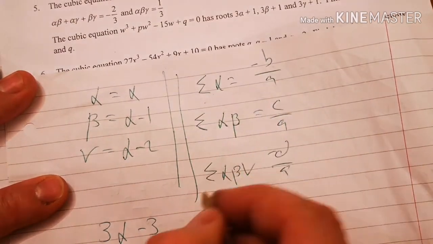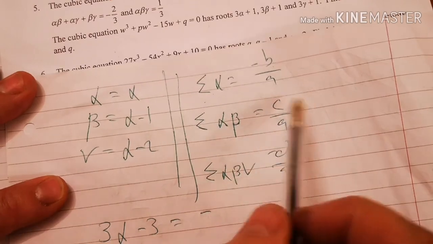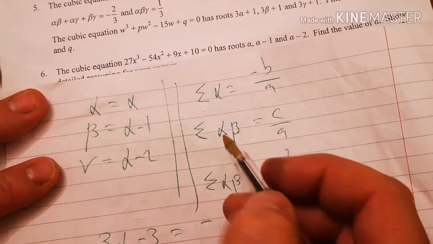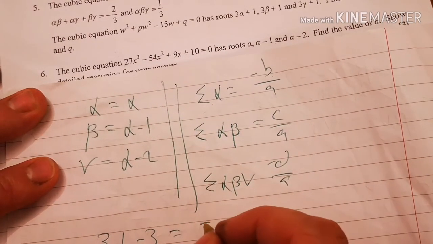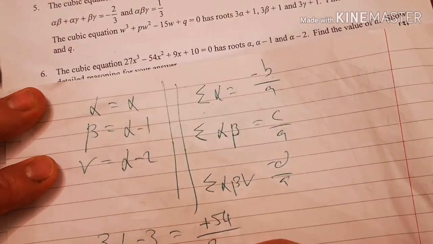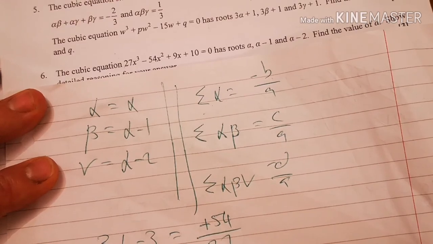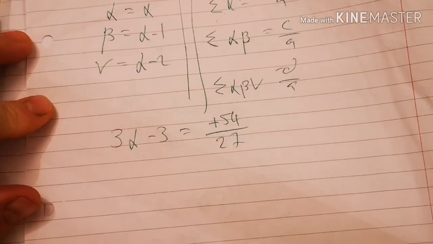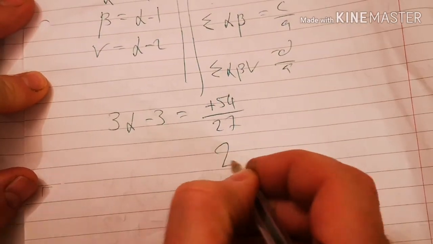So that's this. And now it's going to be minus b over a. A, b, so it's minus 54, but it's minus minus 54, to make it a positive 54 over a. A is 27. This gets even easier because 54 over 27 is actually 2.